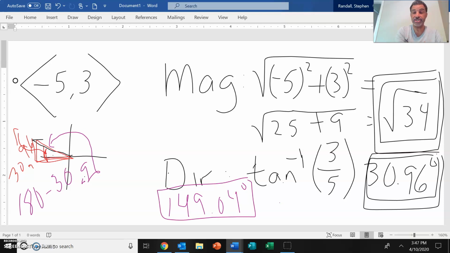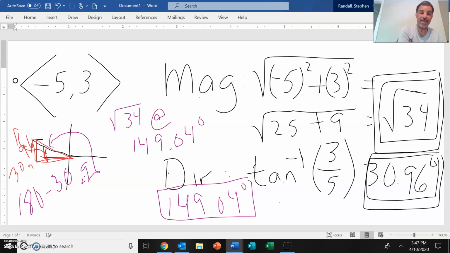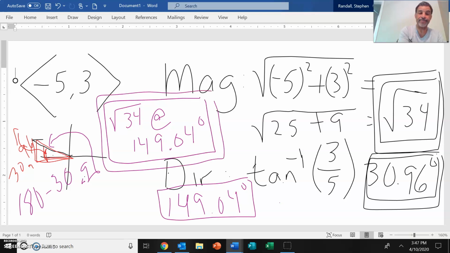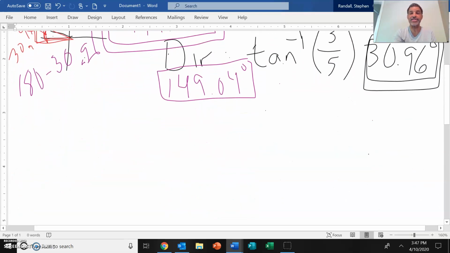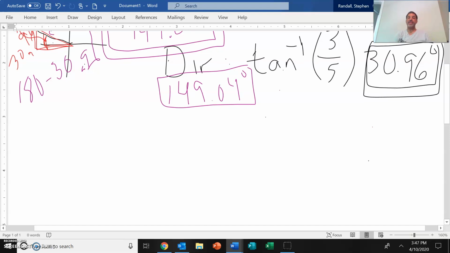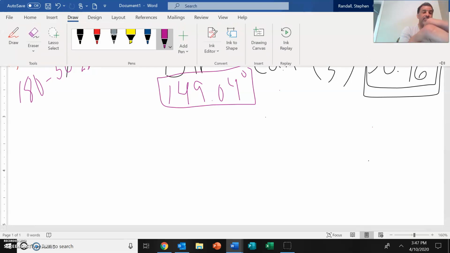So in magnitude and direction form, -5, 3 would be the square root of 34 at 149.04 degrees. Those two are the same vectors. They describe the same movement. Now, the worksheet that we have, however, asks us to put the direction not only in direction angle form, but both as a bearing and as a map bearing.